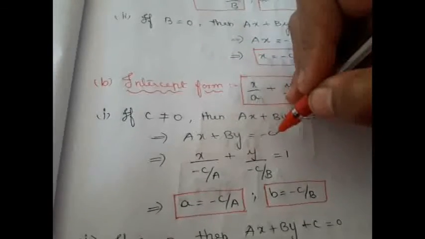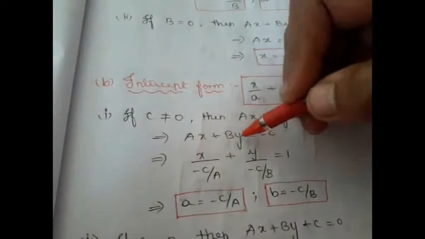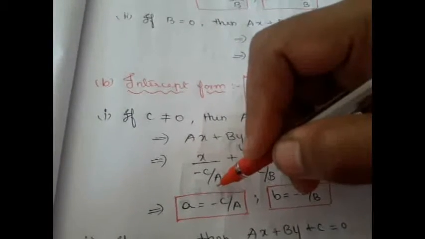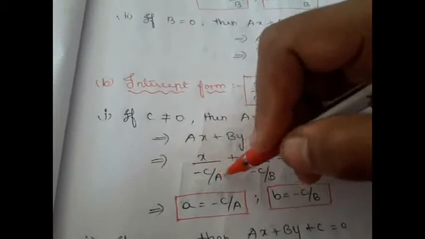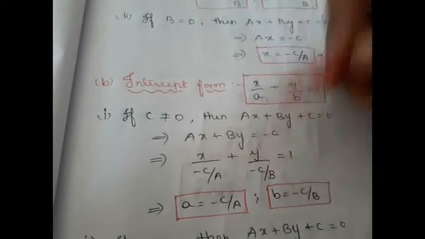Then only we will get the right side equal to 1, right? So ax divided by minus c plus by divided by minus c equal to 1. Then again we need the coefficient of x and y as 1, so bring that a also to the denominator. It can be written as minus c by a. Then only it will go to the numerator, right? So similarly, y by minus c by b equal to 1.